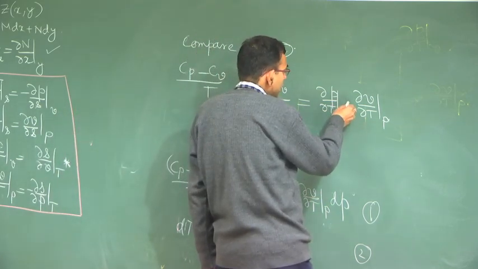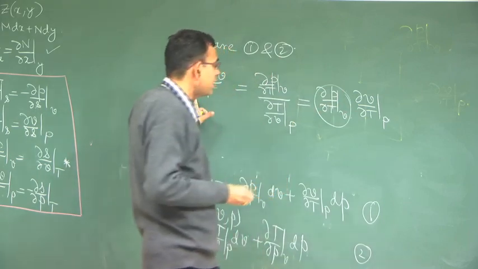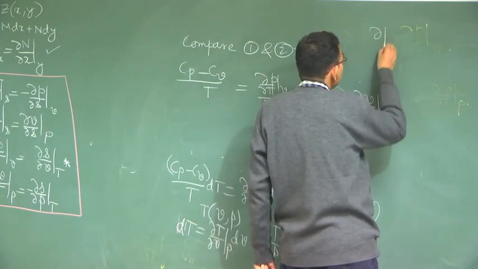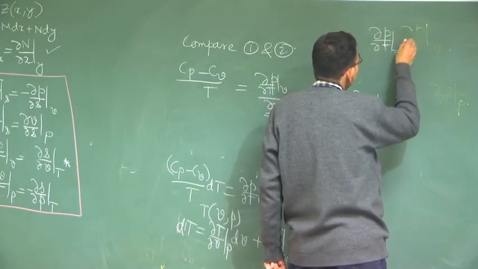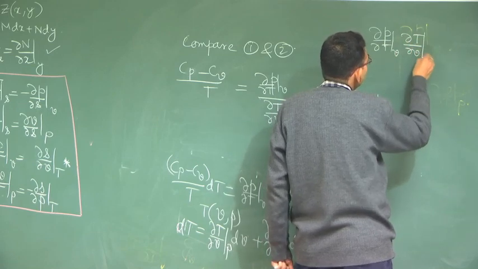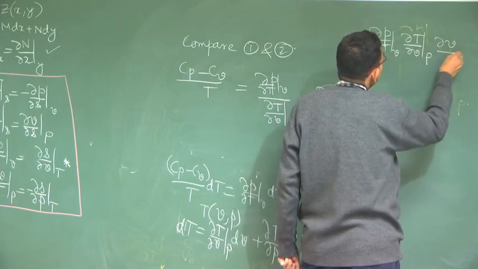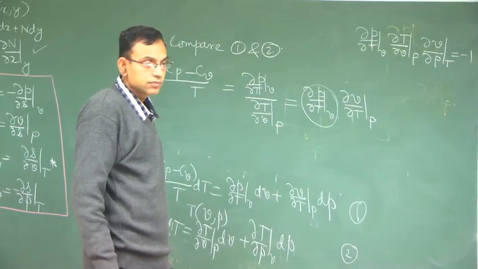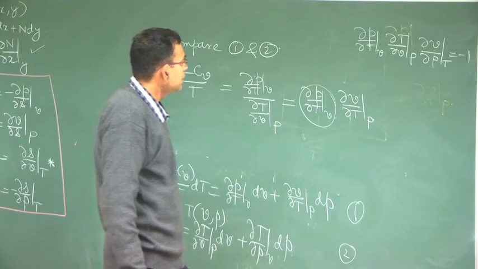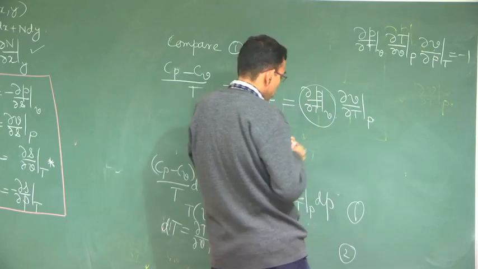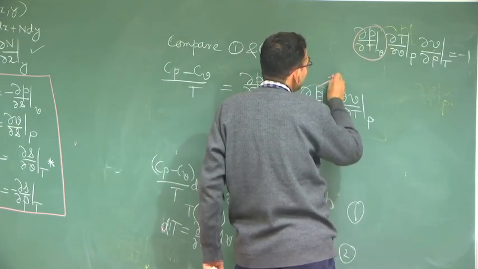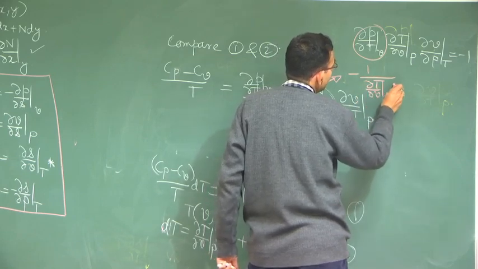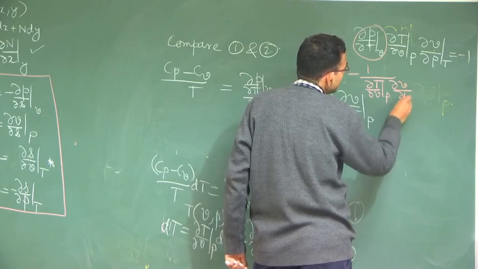Now, this is an expression for Cp minus Cv, but we want to get a little bit more simplification. So, we can use this chain rule: del P del T at constant V into del T del V at constant P into del V del P at constant T is equal to minus 1, right. So, if we do that, then del P del T at constant V is equal to minus 1 divided by del T del V at constant pressure into del V del P at constant temperature.